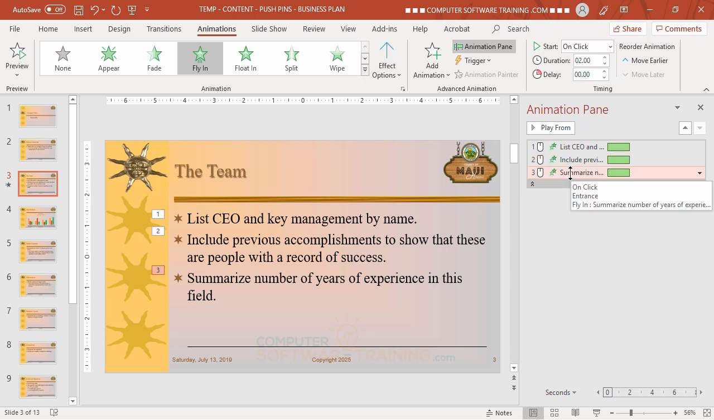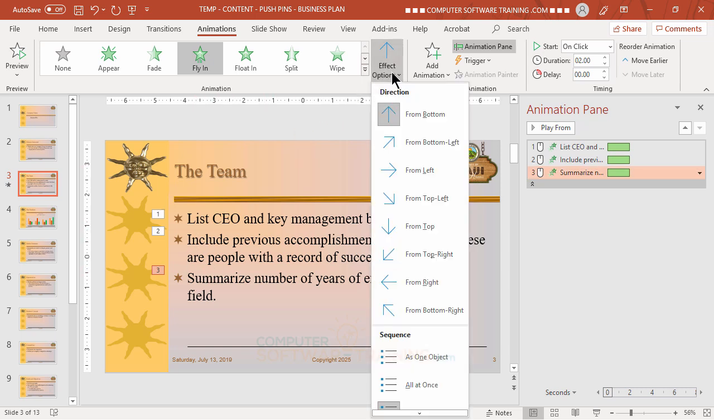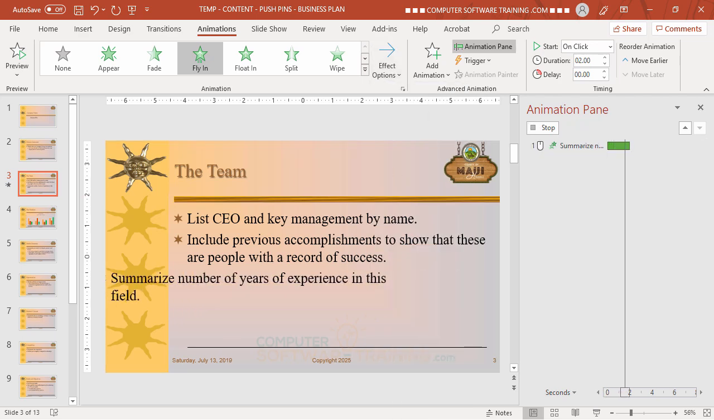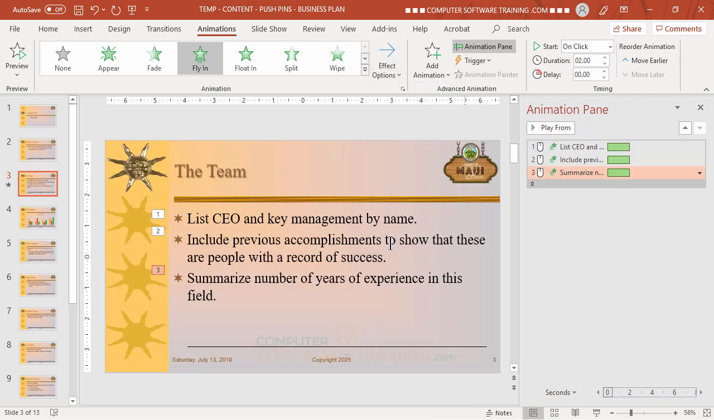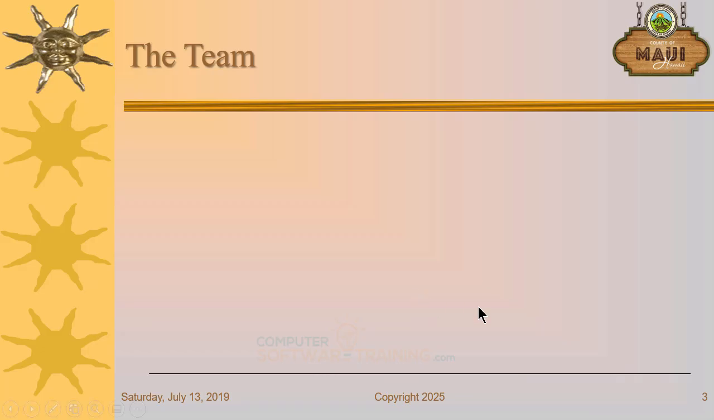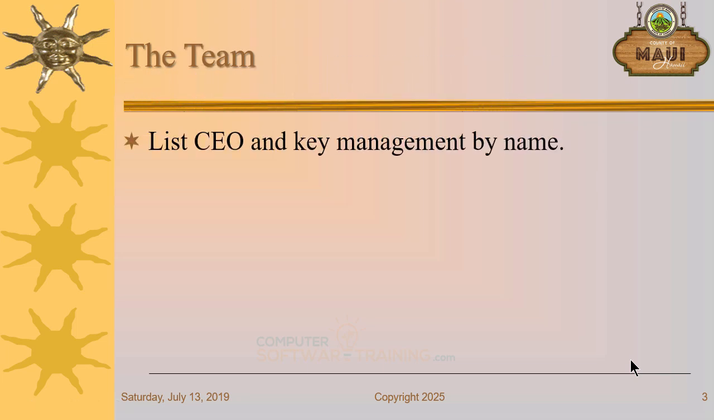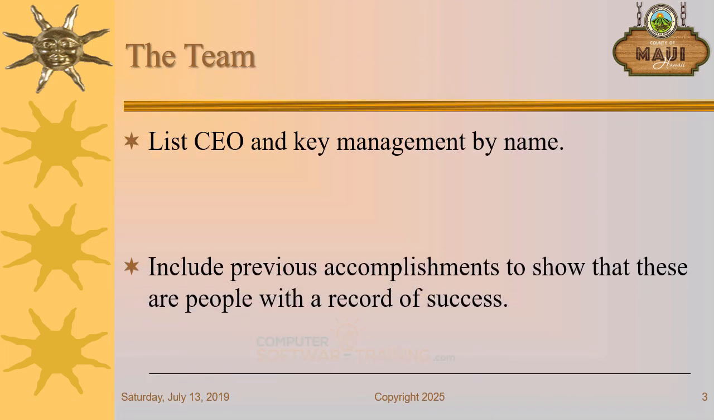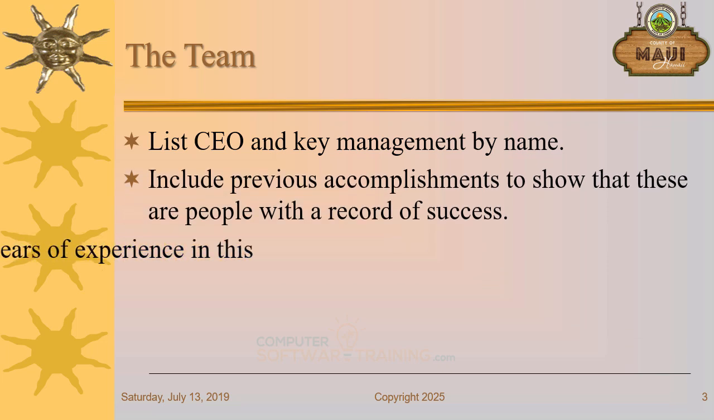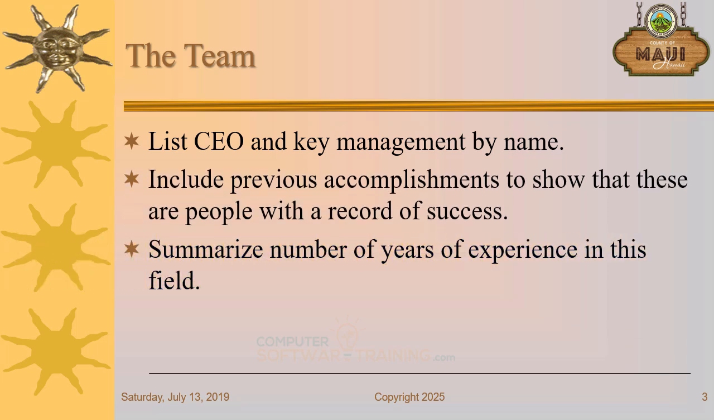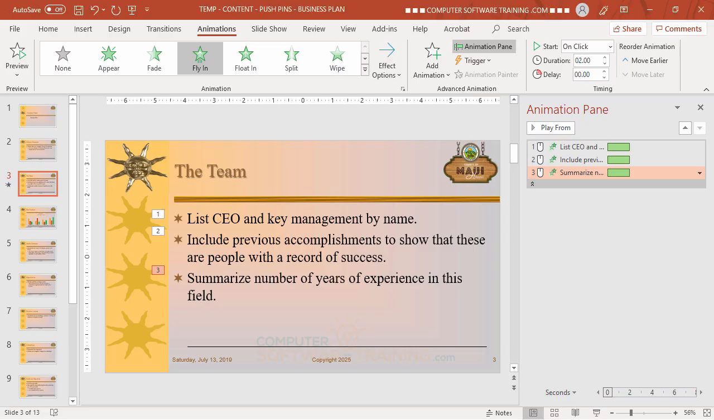But this third one, I want that one to come in from the side, see? So I go to here and I say, okay, I want it to come in from the left-hand side. Now, having done all that, let me show you how this is going to look. So I click on the slideshow, do my first click, boom, there it is, coming from the top. Second click, coming from the bottom. Third click, coming in from the left. Not bad. Let me go ahead and escape that.